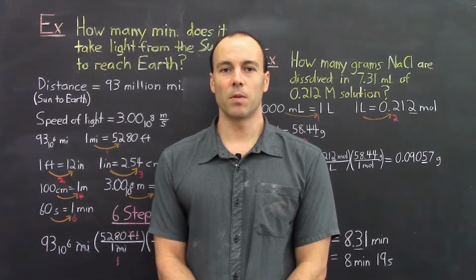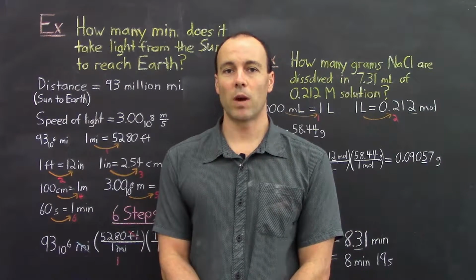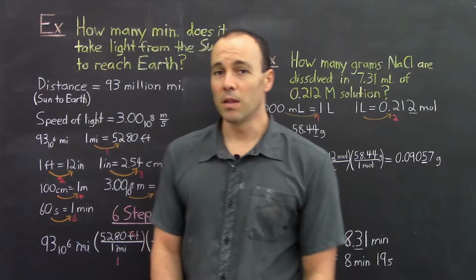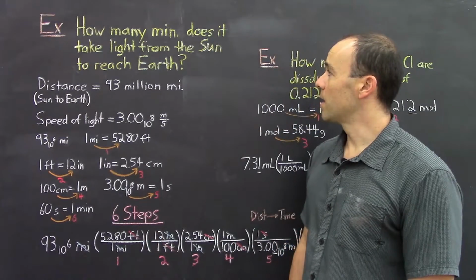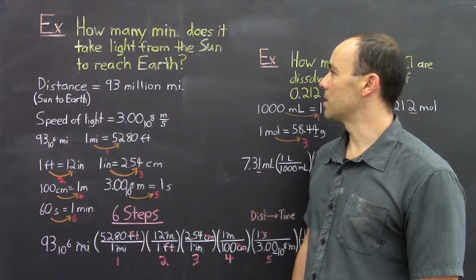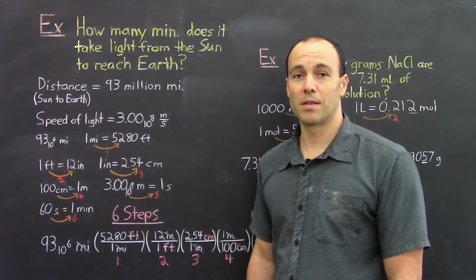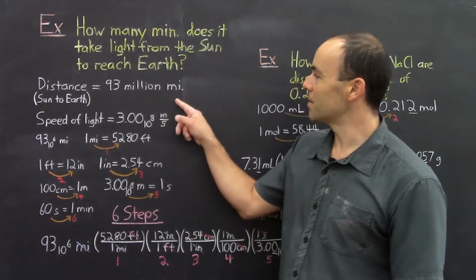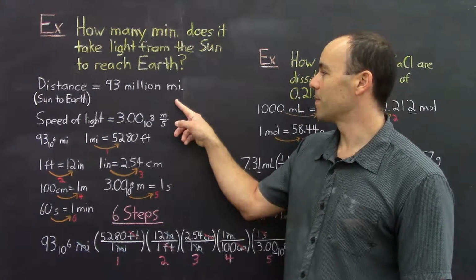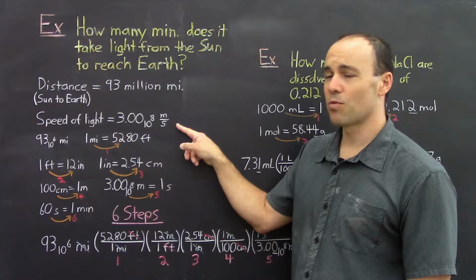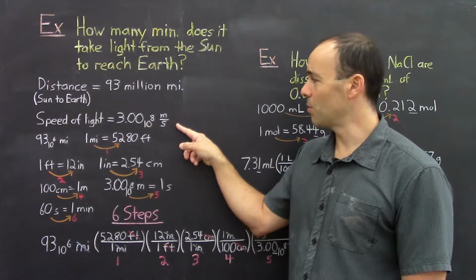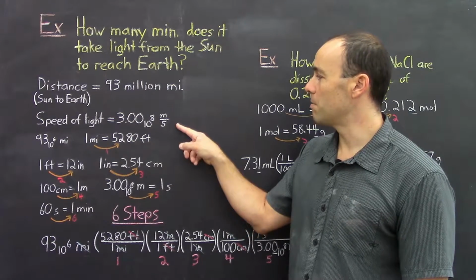Let's do 2 examples where we have to build the unit required by the solution. In the first example, we're asked, how many minutes does it take light from the sun to reach Earth? Now, to answer this, we need to know how far the sun is from the Earth, and that's a distance of 93 million miles. We also need to know how fast light travels. It travels at a speed of 3.00 times 10 to the 8th meters per second.